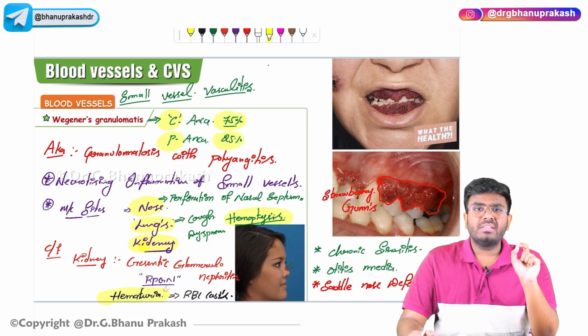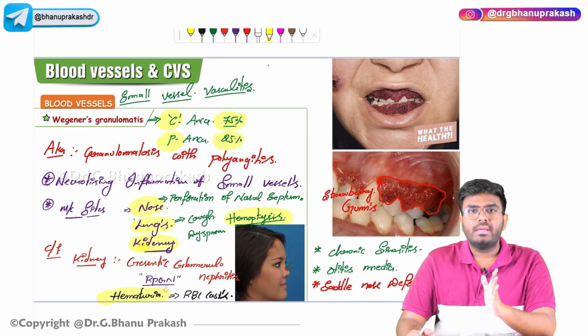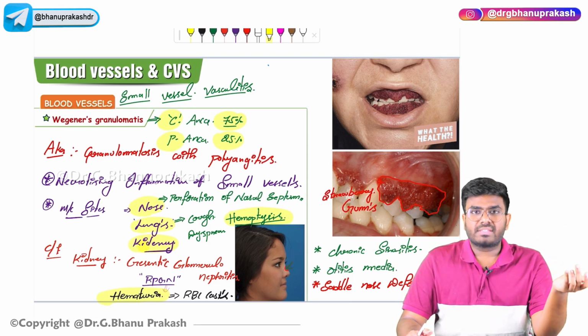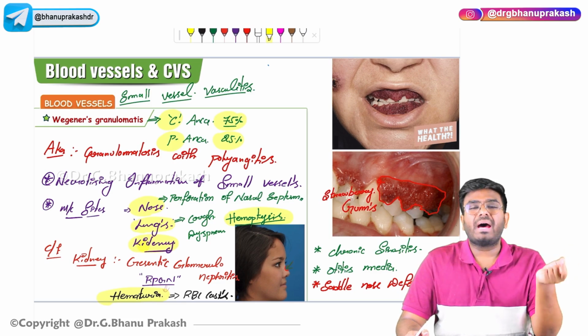So with this, the second part of the vasculitis is completed. Now let's complete the other type of small vessel vasculitis in part 3 of the video.